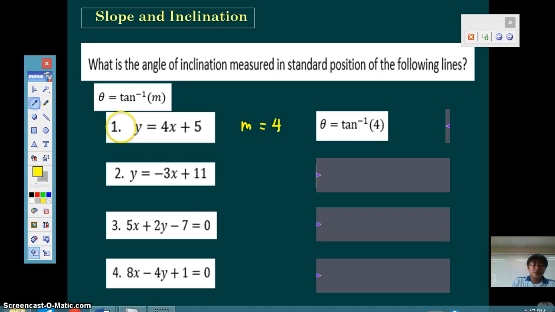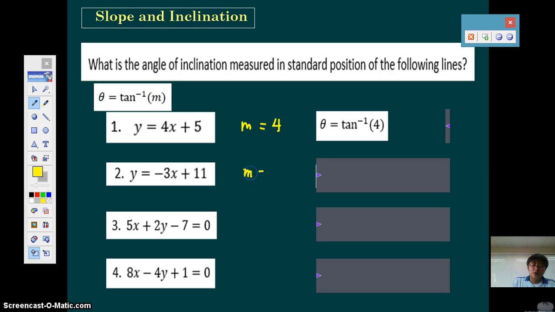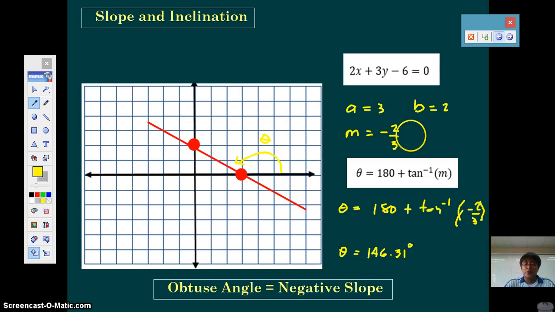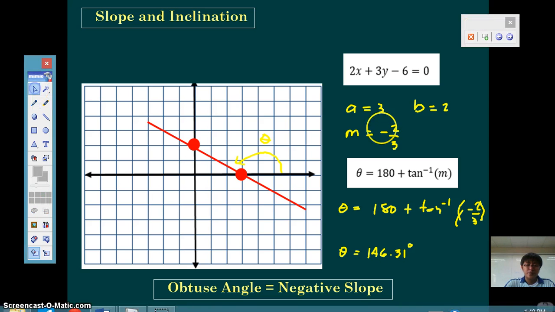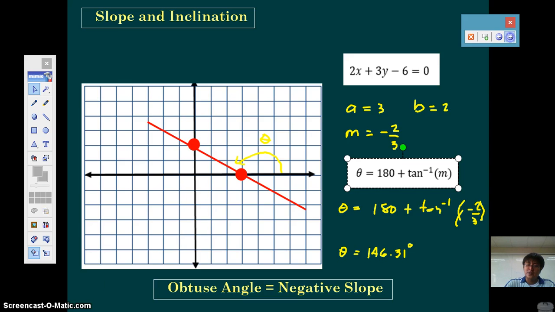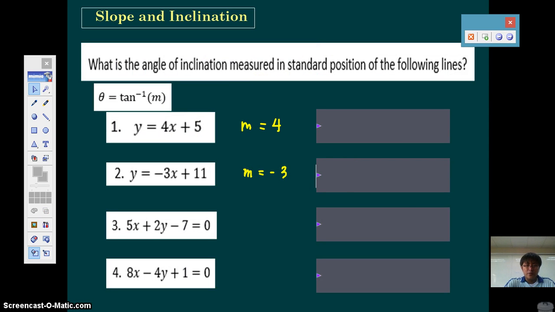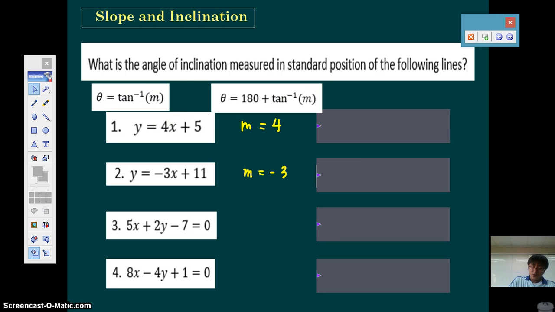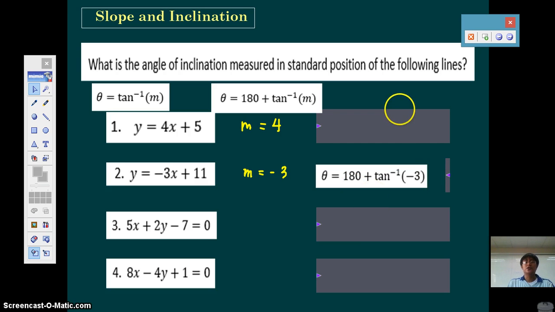Next, y equals negative 3x plus 11. The slope is negative 3. Now, we have a negatively sloped line. The formula to use to get the angle of inclination would be this, with that adjustment in the formula, adding 180. So this is for obtuse angle, this is for acute angle. So number 2, the angle of inclination would be 180 plus tan inverse negative 3.